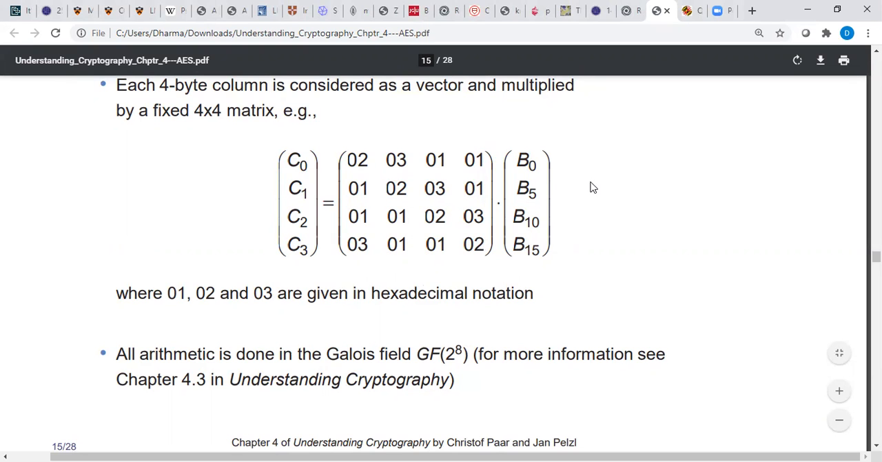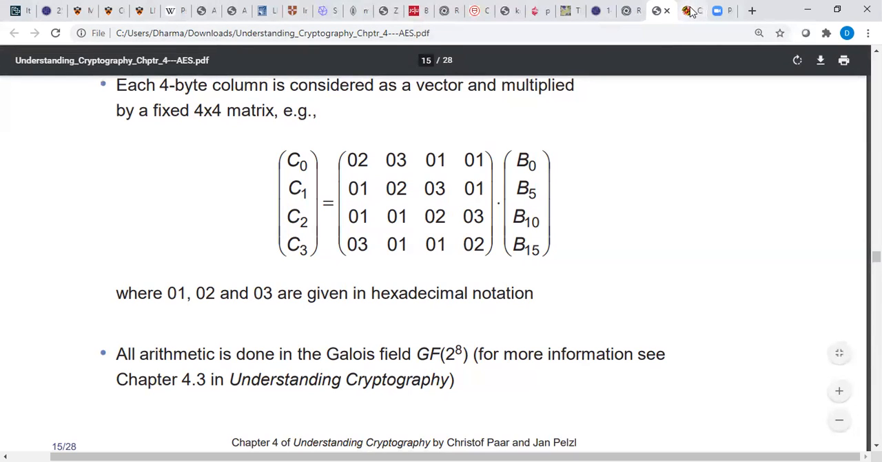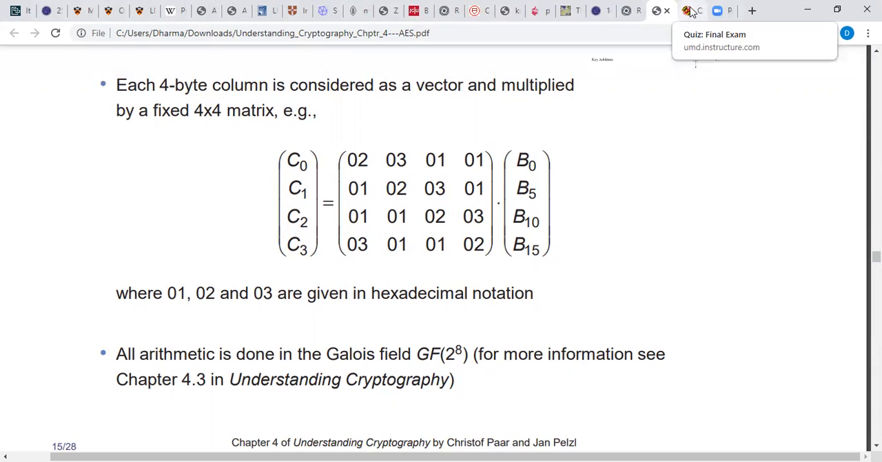This is basically called diffusion because you want each byte to depend on all other bytes. That means if you change a byte, all other 4 bytes will be changed. That's the beautiful idea that AES uses, which is interestingly found also in the Hill cipher that we talked about. All right, that's basically it.